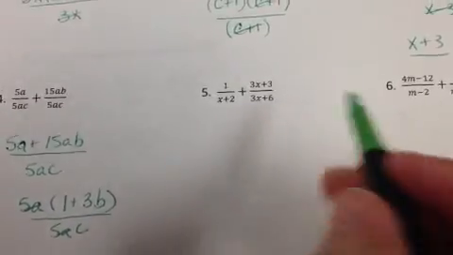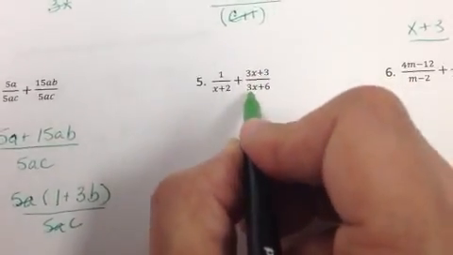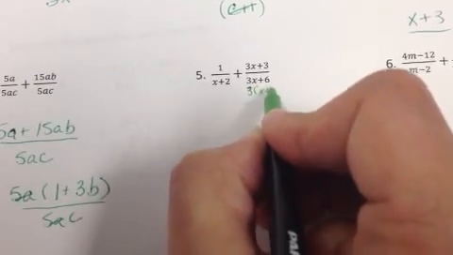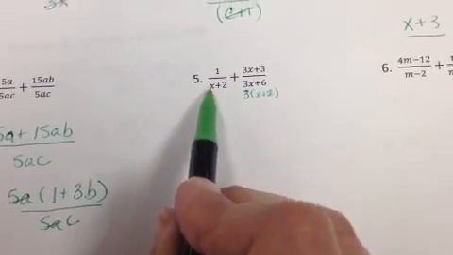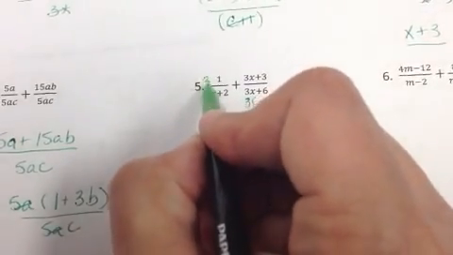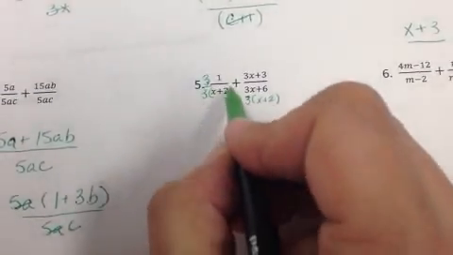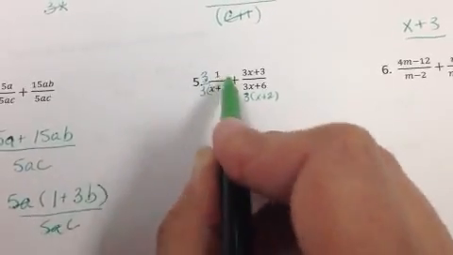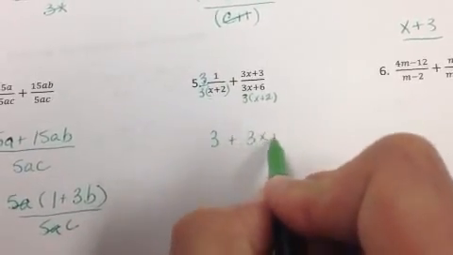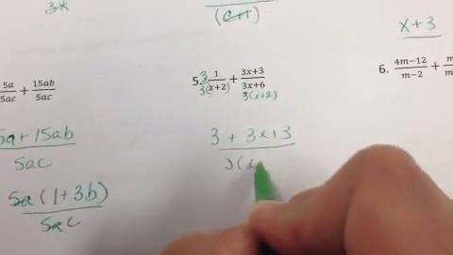On number 5, notice here we don't have a common denominator, but if I look at this, this is going to be 3 times (x + 2), right? So in order to get that common denominator, I'm going to need to multiply this side by something equal to 1 to get the same denominator. So I'm going to multiply by 3 over 3, and that gives me 3. Now I have plus 3x + 3. Denominator is 3 times (x + 2).